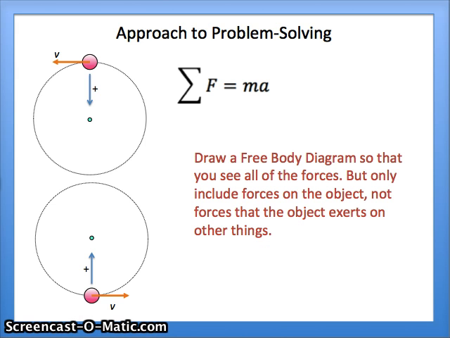So certainly free body diagrams are going to be very important. Make sure that you are accurately labeling all the forces, but make sure you don't put in forces that the object exerts on something else. You only want to have the forces that are actually being exerted on that object.